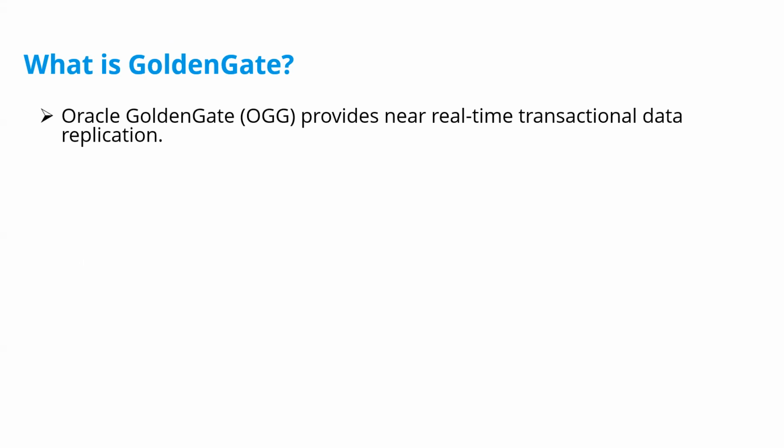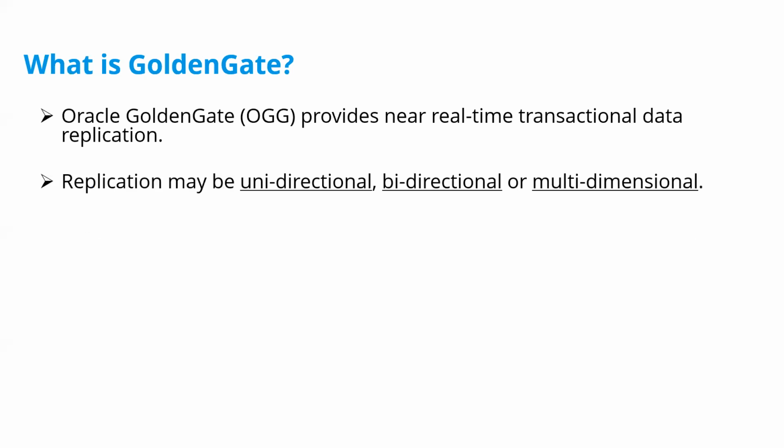So Oracle GoldenGate provides near real-time transactional data replication. That means as soon as a transaction is committed on source, it gets replicated on the target database. Replication can be unidirectional, bidirectional, or multidirectional. That means GoldenGate supports one-way replication or bidirectional replication, where both the sites can be live, or multidirectional, where multiple sites can be involved in Oracle GoldenGate replication.